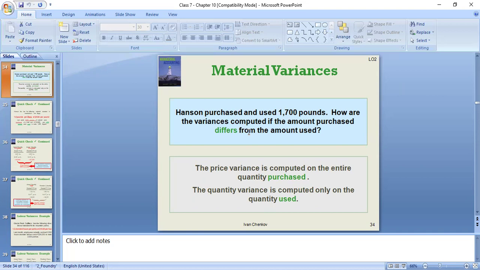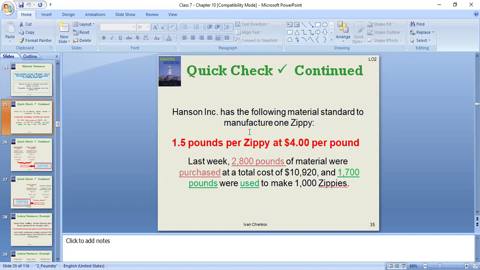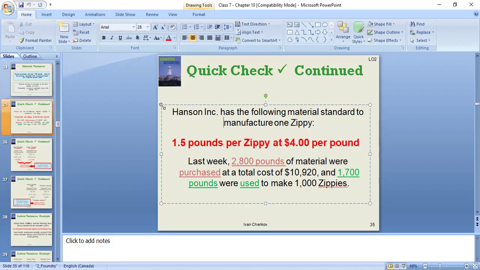Now, the question is, how are we going to calculate the variances when what we purchase is not what we use? Obviously, we're going to be in different realities. So for that reason, we're going to do two separate calculations. One calculation will be for the price variance based on the material purchased. And then we're going to do a separate calculation for the quantity variance based on the material used. How exactly are we going to do this? We're going to use this example here to show you that.